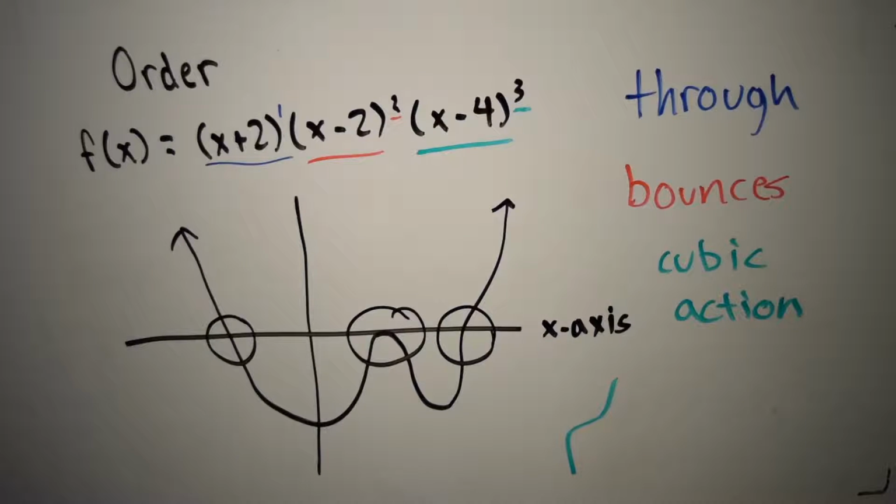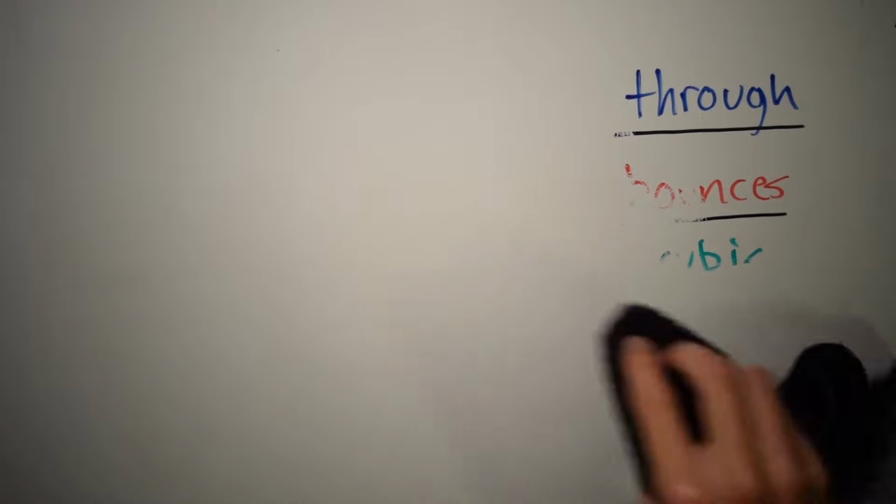Just like end behaviors, there's a pattern for the order as well. If the order is 1, the function goes through the zero. If the order is even, it bounces. And if the order is odd, it has cubic action. Awesome! That's all the knowledge on polynomial functions needed to finally tackle this problem.